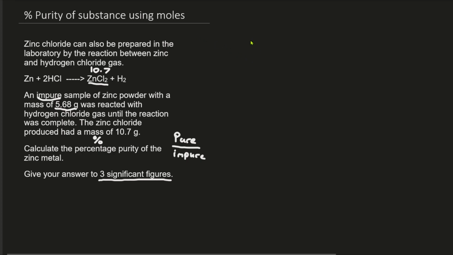What do we do first of all? The first thing we do is let's work out what we know. We know that we've got zinc chloride, the zinc chloride that was produced. Quite a thick pen there, isn't it? So let's just be a little bit more careful. And we've got a mass of 10.7 grams. So ZnCl2 equals 10.7 grams.